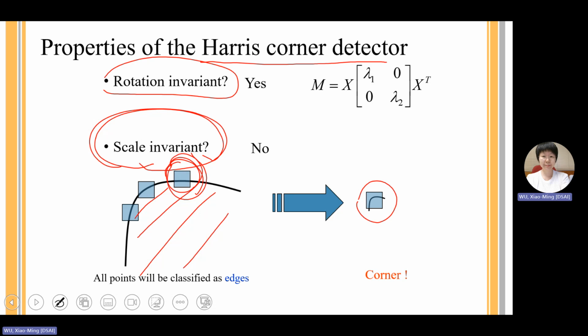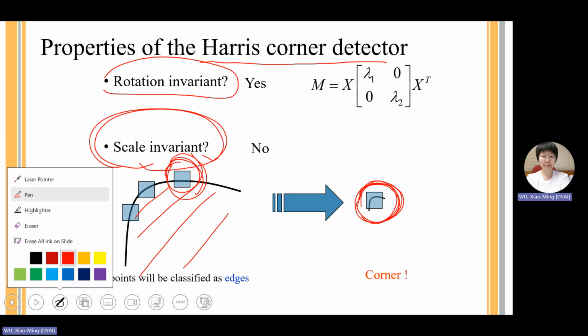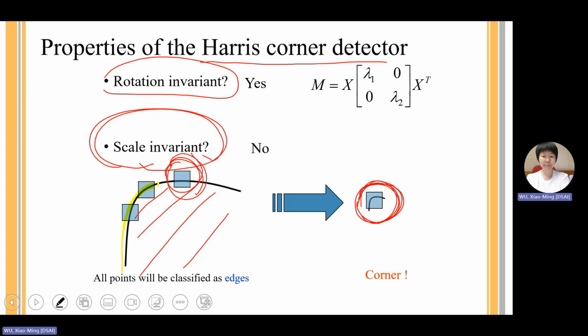So apparently, if we apply the blue window, it is suitable for detecting small corners. It's suitable for detecting corners of this size. But if we apply it on this large corner, the window is too small. The window is overly small.